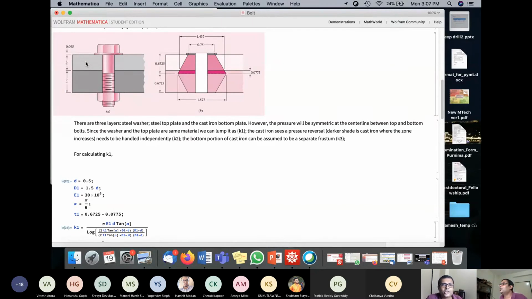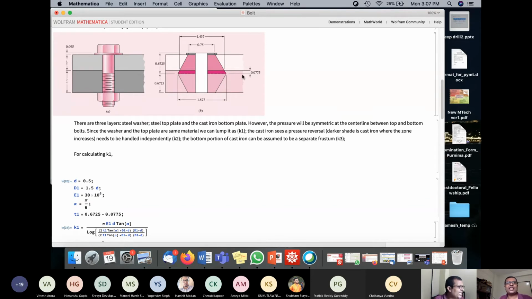Pressure will be symmetric. So what will happen is your pressure center line about which the symmetry lies will be exactly at half of this total height, which is basically 0.6725. So the total height is nothing but 0.095 plus half plus 3/4, all three combined, and the line of symmetry is 0.6725.